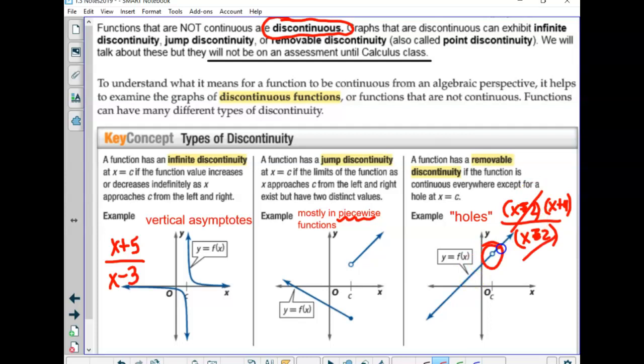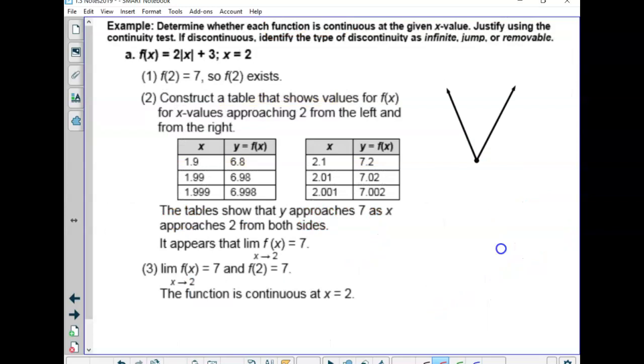All right, now that we've discussed all three of those, I'm going to tell you that at no point am I going to ask you what kind of discontinuity it has. I'm just going to ask you, is it continuous? Now, with that in mind, determine whether each function is continuous, and then it wants to know what kind it would be. But 2 absolute value of x plus 3.